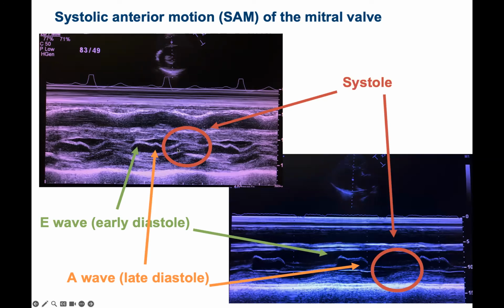Versus here, we see that anterior leaflet creating some artifact or some movement, and that anterior leaflet is being pulled into that LVOT. And so this top one is an example of SAM, or systolic anterior motion of the mitral valve. And this bottom one, we can see that there's no SAM, or no systolic anterior motion of the mitral valve.